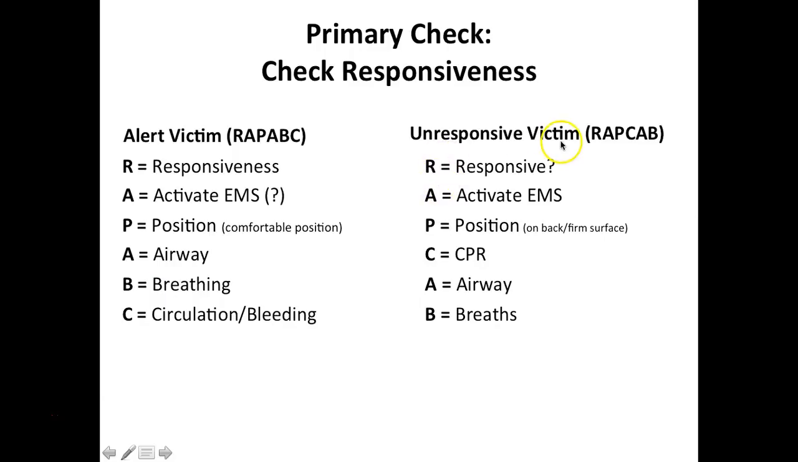For an unresponsive victim, activate EMS. Position them on their back on a firm surface. Begin CPR. Check the airway, meaning you give them 2 rescue breaths after you give 30 compressions. We'll talk about that more in chapter 5. And breaths. Did the breaths go in?